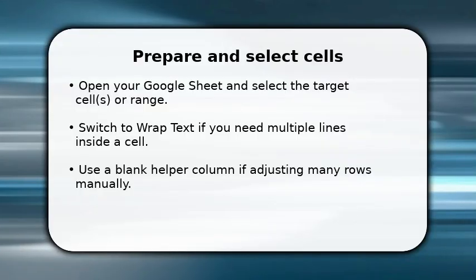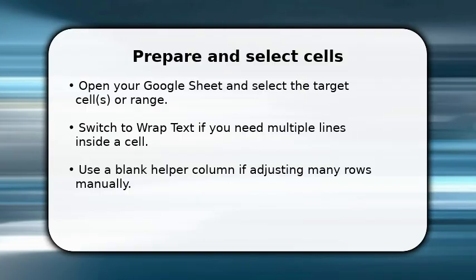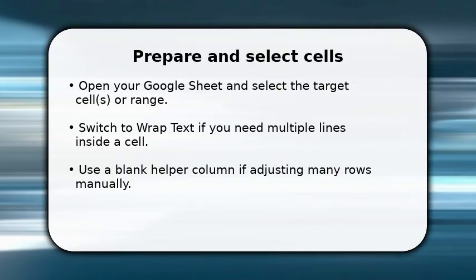You start by selecting the cells you want to change. Once selected, enable wrap text from the toolbar if you need text on multiple lines. This controls line breaks inside each cell. You should check row height and any merged cells because they affect spacing. Make sure column width is set so text wraps predictably.